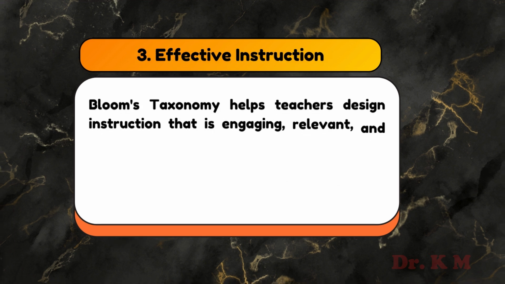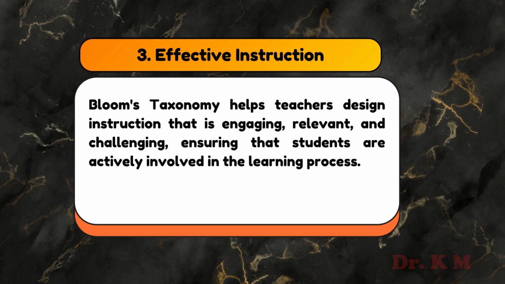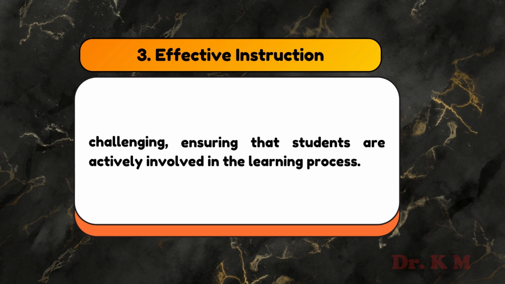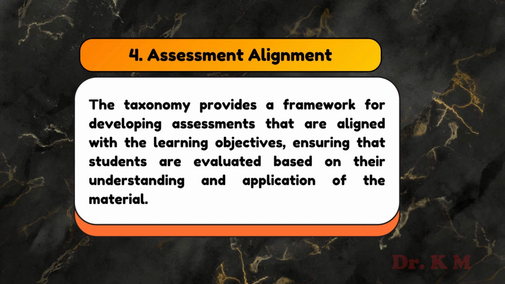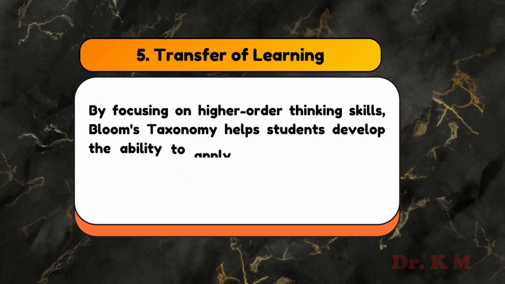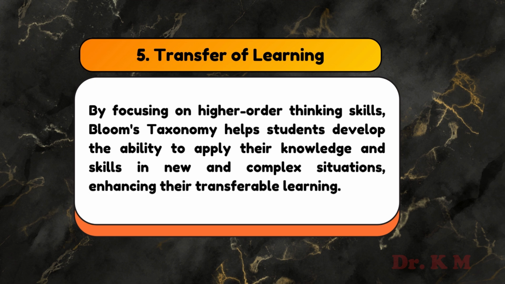3. Effective instruction. Bloom's taxonomy helps teachers design instruction that is engaging, relevant, and challenging, ensuring that students are actively involved in the learning process. 4. Assessment alignment. The taxonomy provides a framework for developing assessments that are aligned with the learning objectives, ensuring that students are evaluated based on their understanding and application of the material. 5. Transfer of learning. By focusing on higher-order thinking skills, Bloom's taxonomy helps students develop the ability to apply their knowledge and skills in new and complex situations, enhancing their transferable learning.